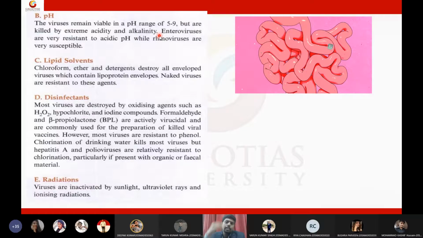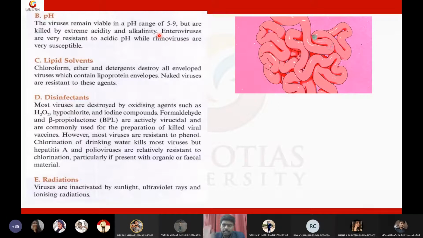If the acidity is greater than 9, or if the alkalinity is greater than 9, or if the acidity is less than 5, then you can kill the virus. But in this range, 5 to 9, viruses can survive. 7 is neutral, above 7 is basic or alkaline in nature, below 7 is acidic in nature. So viruses can withstand up to 5 pH of acidity, and up to 9 pH of alkalinity. That means plus or minus 2, either acidic or alkaline, it can withstand.